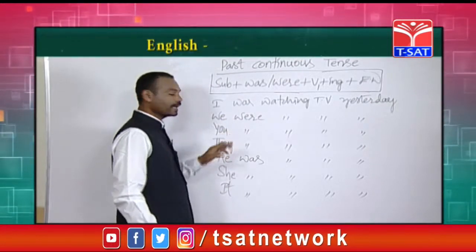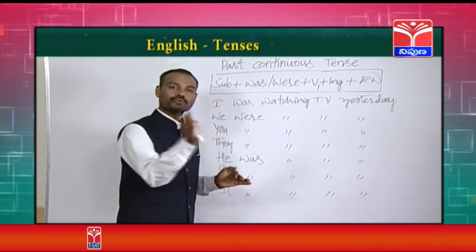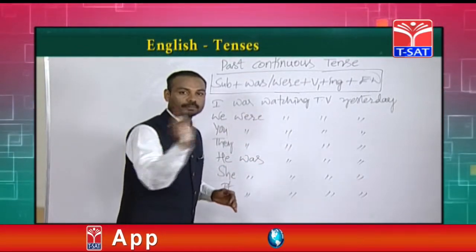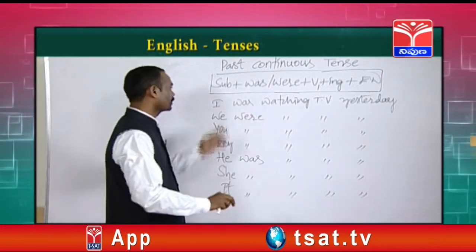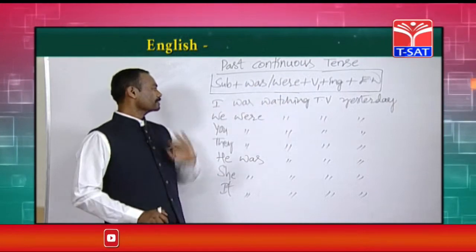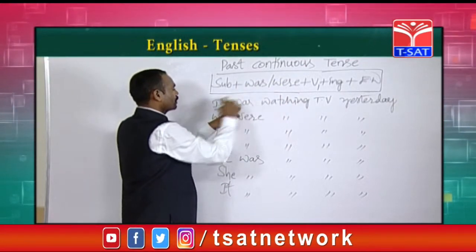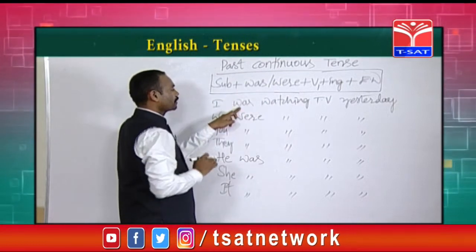After we, you, they and any plural subject, were should be used. For example, we were, you were, they were, my friends were, my neighbors were. So like that, first you should know where we should use was and where we should use were. Let's see one example here. Subject I, next was or were. After I, was should be taken.